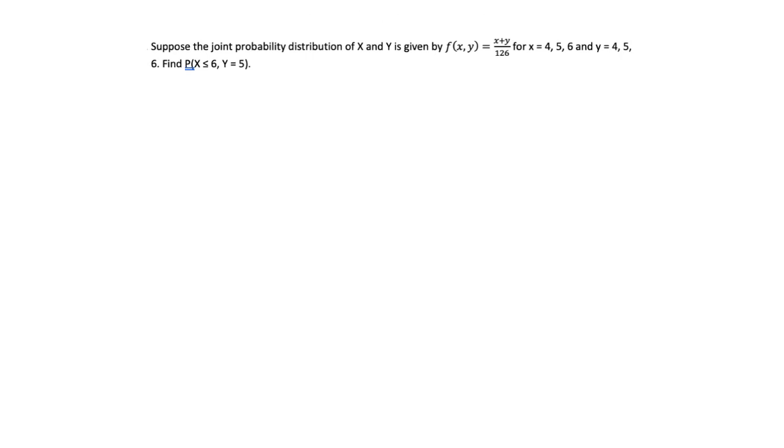Suppose the joint probability distribution of x and y is given by f(x,y) = (x + y)/126. X takes on the values 4, 5, and 6, and y takes on the same values. Find the probability that x is less than or equal to 6 and y is equal to 5. So we fix y equal to 5, and then we use our function for values of x of 4, 5, and 6. We get 3 fractions added together, simplify them to get 5/21.